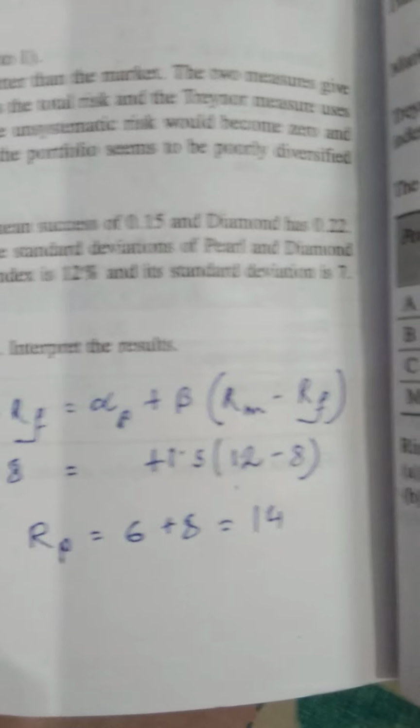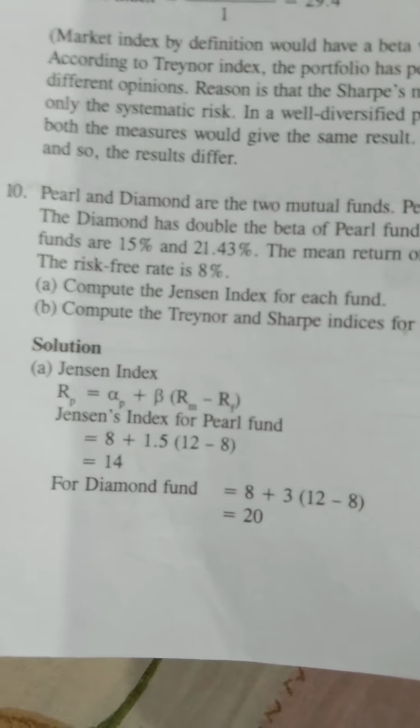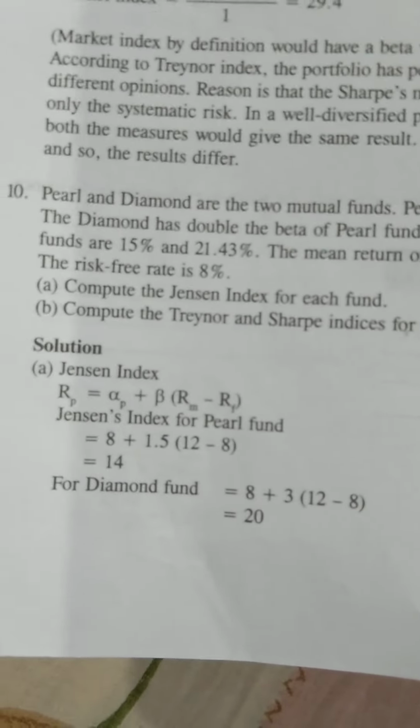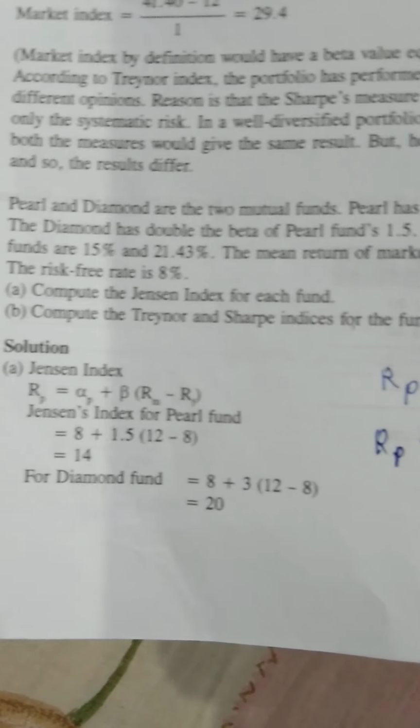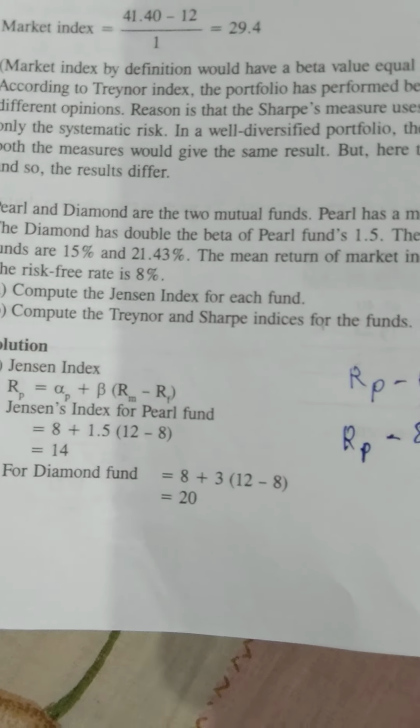Pearl and Diamond are the two mutual funds. Pearl has a mean return of 0.15 and Diamond has 0.22. The Diamond has double the beta of the Pearl fund, 1.5. The standard deviations of the Pearl and Diamond funds are 15% and 21.43%. The mean return of the market index is 12% and the standard deviation is 7. The risk-free rate is 8%. Compute the Jensen index, and compute the Treynor and Sharpe index for the funds.